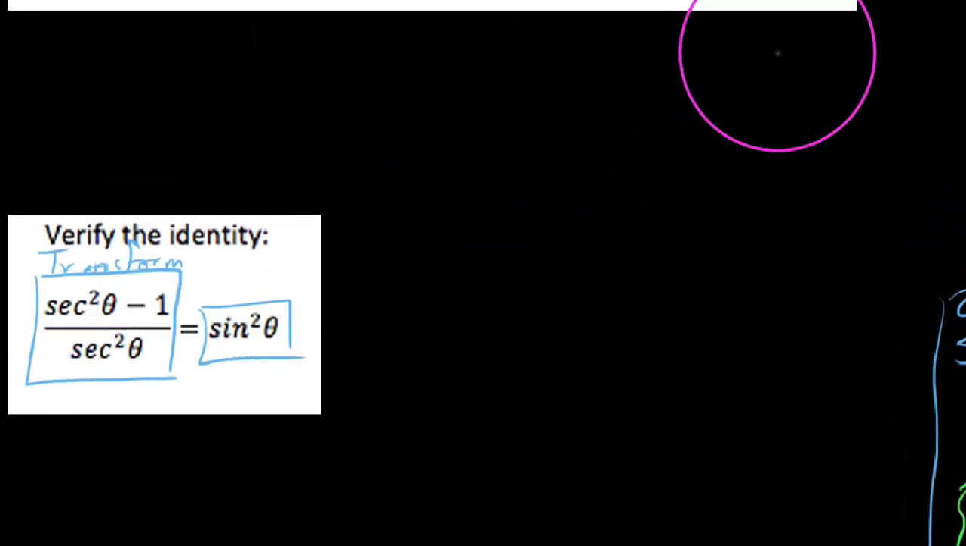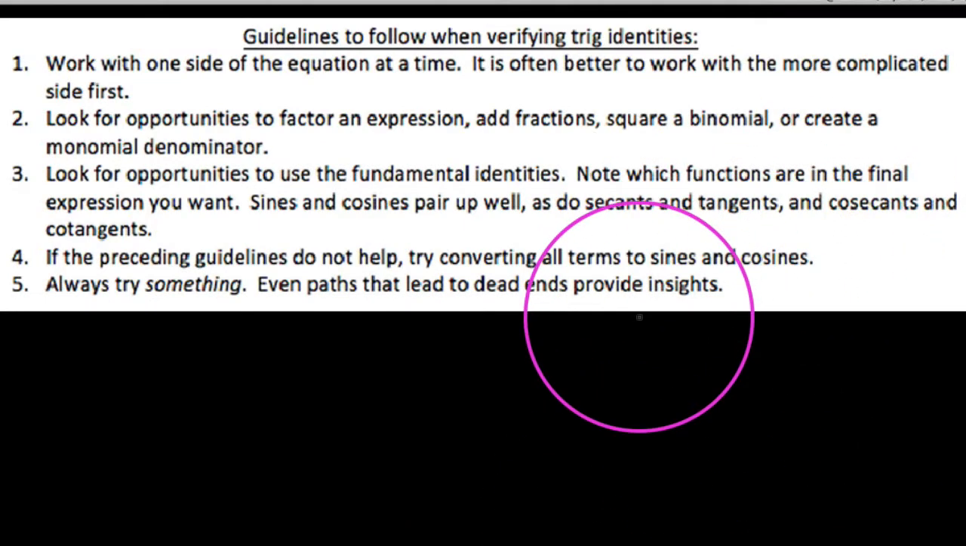So before we go ahead and start verifying a couple of very simple identities, we're going to look at a few guidelines to follow. And this is true whenever we verify identities. We want to go through this step process here. Step 1. We are going to work with one side of the equation at a time.